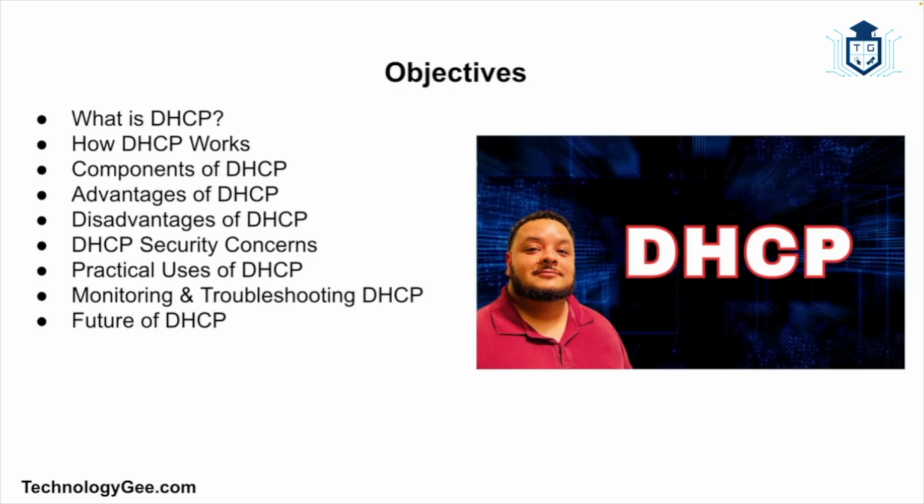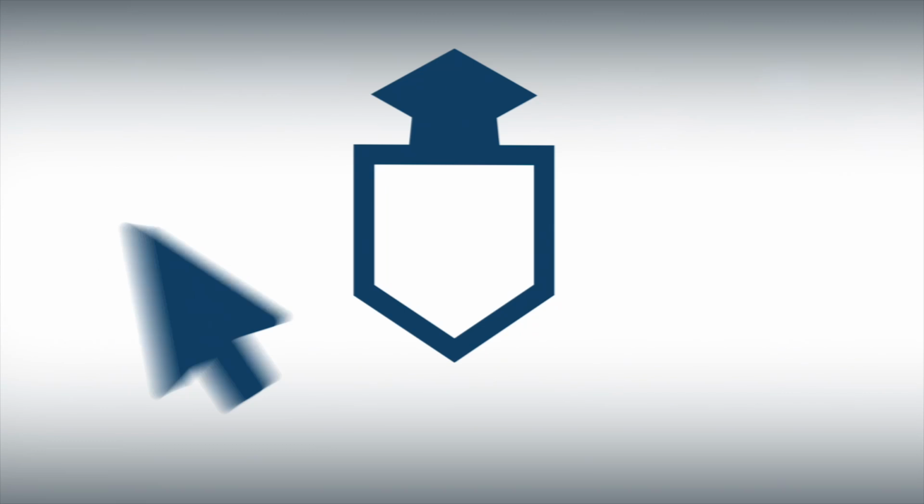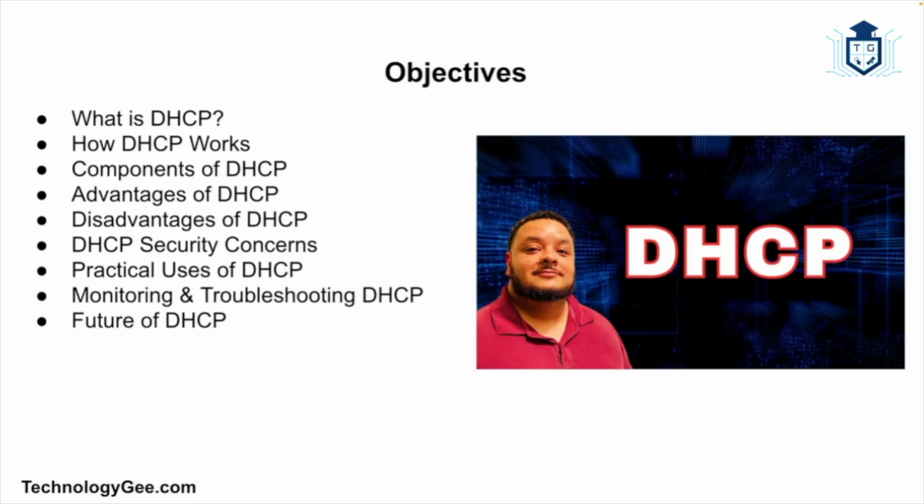This is a fundamental network protocol that plays a crucial role in managing IP address allocation and network configuration. DHCP simplifies network management by automating the process of assigning IP addresses and other network settings to devices on a network. And in this video, we're going to talk about DHCP in depth, covering its history, how it works, its components, security aspects, and its role in modern networking.